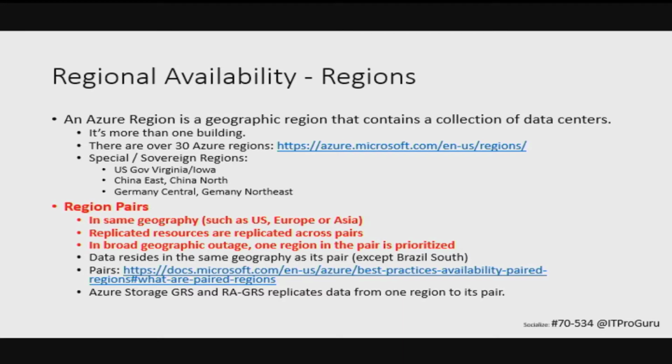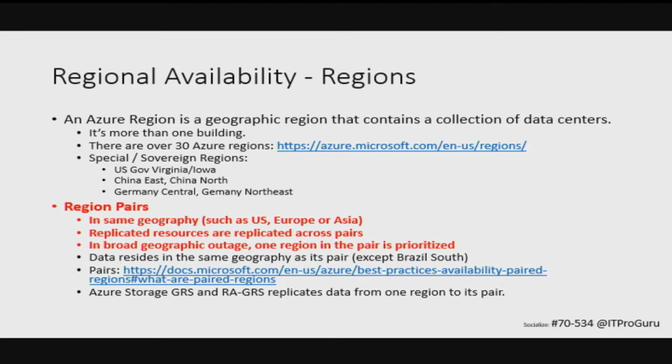And the important thing to understand about regional availability is that in the event of a really broad outage, where the East US goes down, or the whole US goes down, something happens, Azure will prioritize one region pair over the other.